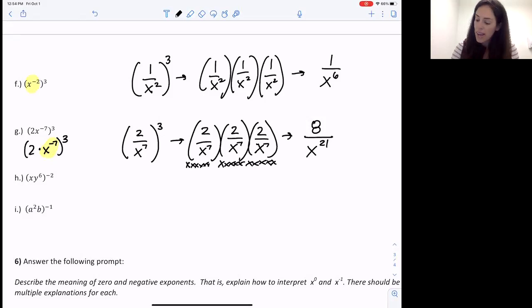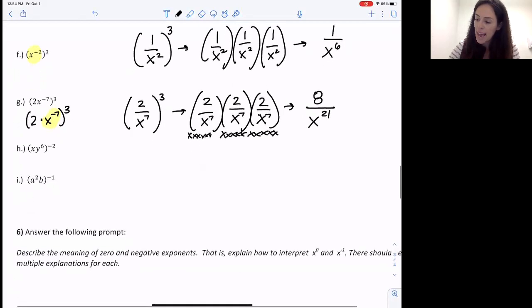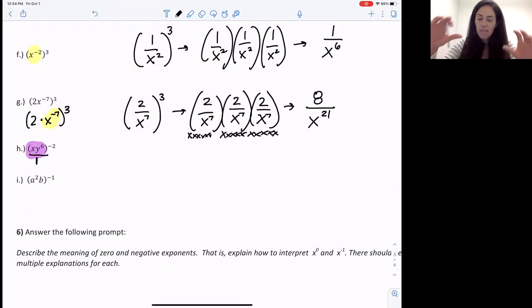The last two, I have a negative exponent on the outside of my parentheses. That means that that negative exponent applies to everything on the inside. So what I'm going to do is think of it as this whole thing over 1. So everything in the numerator gets sent to the denominator. It's going to become 1 over, in parentheses, xy to the 6th, squared. Okay, again, I just like to get rid of the negative exponents first. Feel like it's the easiest thing to do.